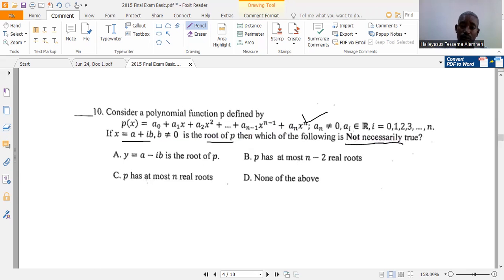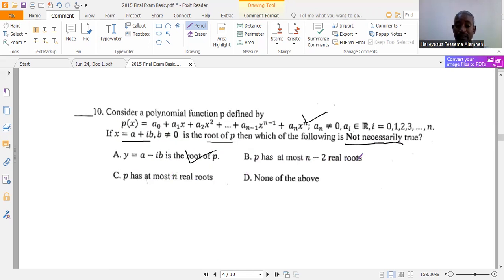Now, the polynomial function p has been given one root, a plus bi. So by using the conjugate root theorem, the conjugate of this complex number is also a root of this polynomial function. So we have obtained two roots of this function. So a minus bi is a root. Clearly, the conjugate is a root. P has at most n minus 2 real roots.